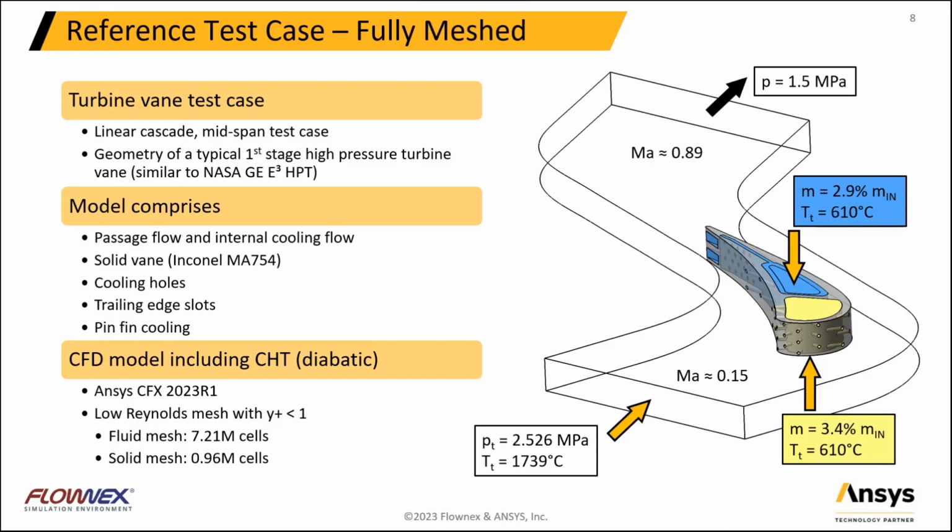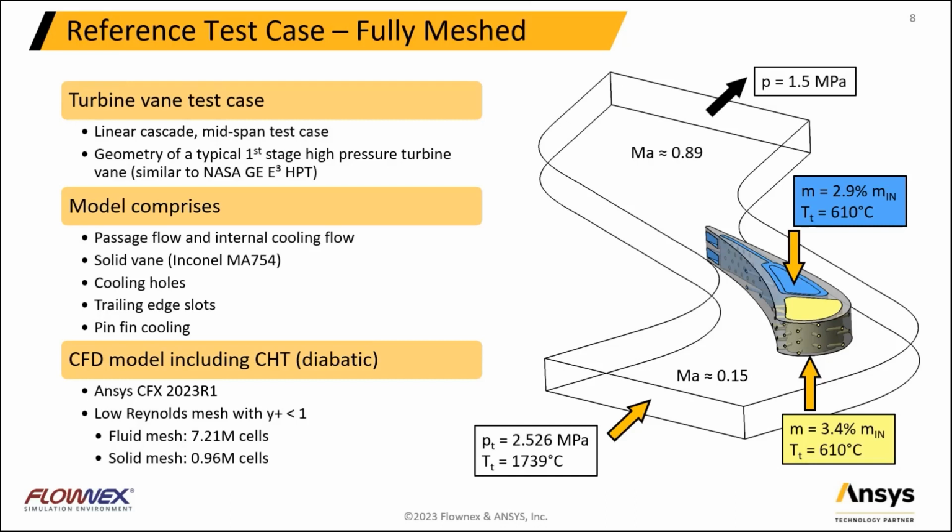The model comprises the fluid region of the passage flow as well as the internal cooling flow and the solid vane. It includes all detailed cooling structures like the cooling holes, the trailing edge cooling slots, as well as the pin-fin cooling. As you can see in the right-hand side picture, the model includes just a small span-wise section of the blade. For the main inlet and combustion chamber outlet, conditions were applied. In addition to that, 2 cooling air feeds were included in the model as well.